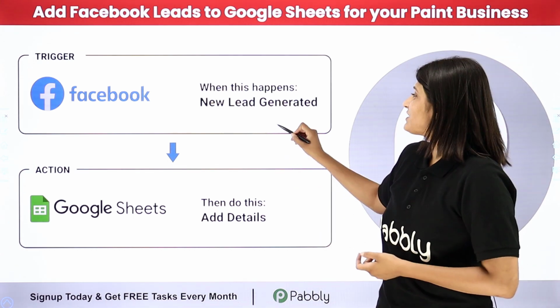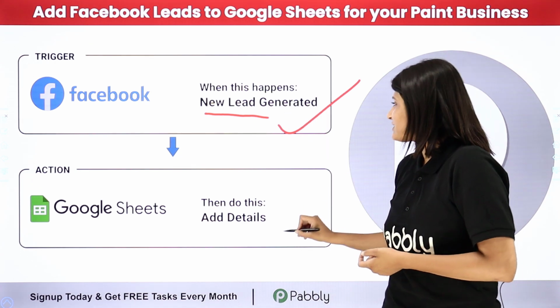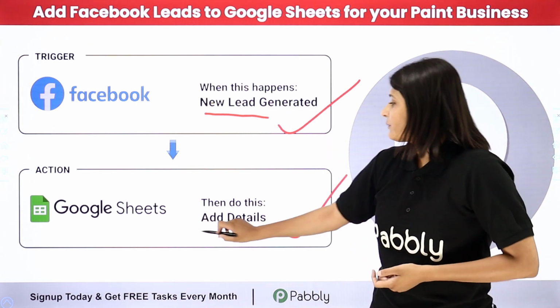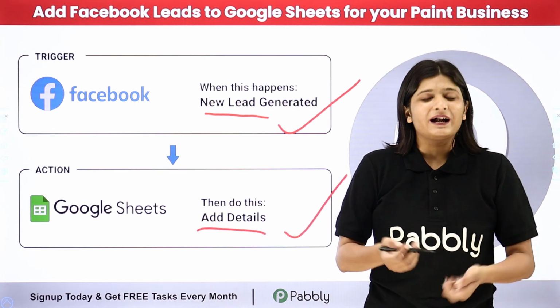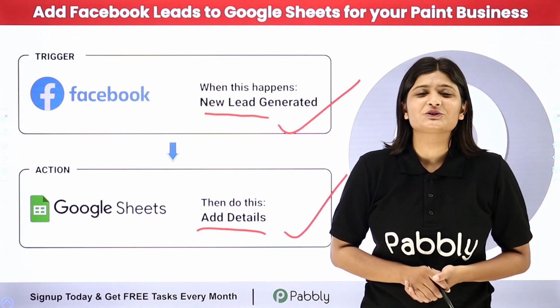Here in my trigger application, I will take Facebook lead ads where the new lead will be created, and in my action application, I will take Google Sheets where all these details will be added automatically. If you want to learn this amazing automation step by step, let me take you all to my screen.